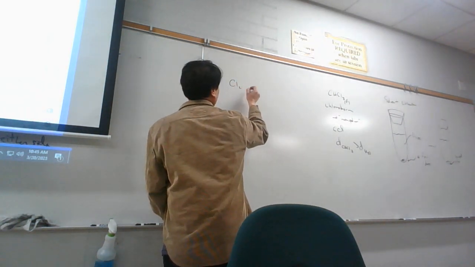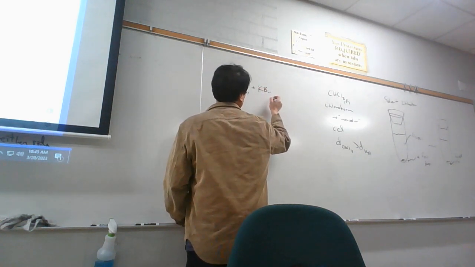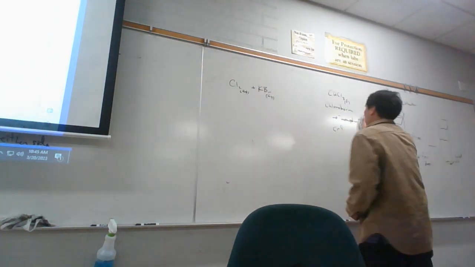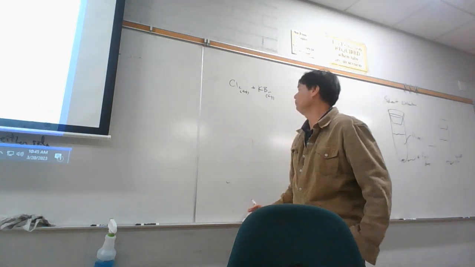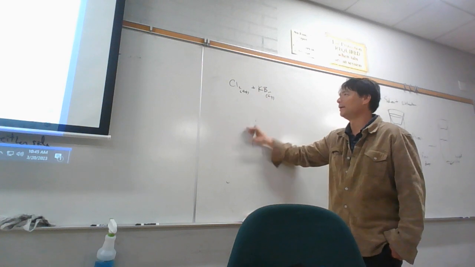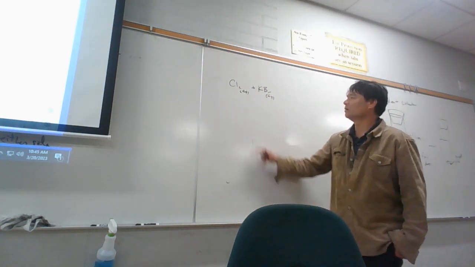So we have chlorine aqueous with KBr. KBr is going to be aqueous too. Now this might look like single replacement, but this is a different one. We could use the second single replacement pattern if you memorize it, the X2 plus AY pattern. But basically, this is what's going to happen.